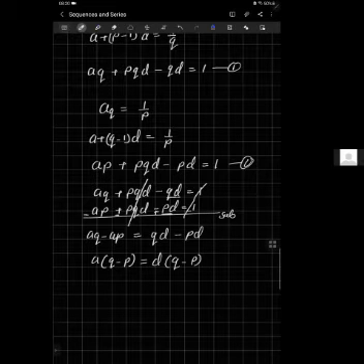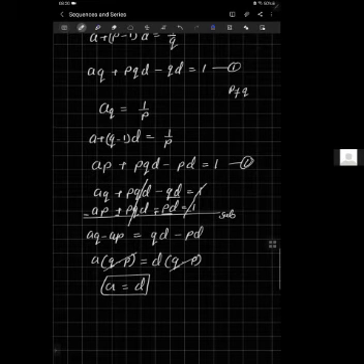Now in the question it is given that P is not equal to Q. So P is not equal to Q means this Q minus P will get cancelled. A is coming equal to D. The values of A and D are equal.